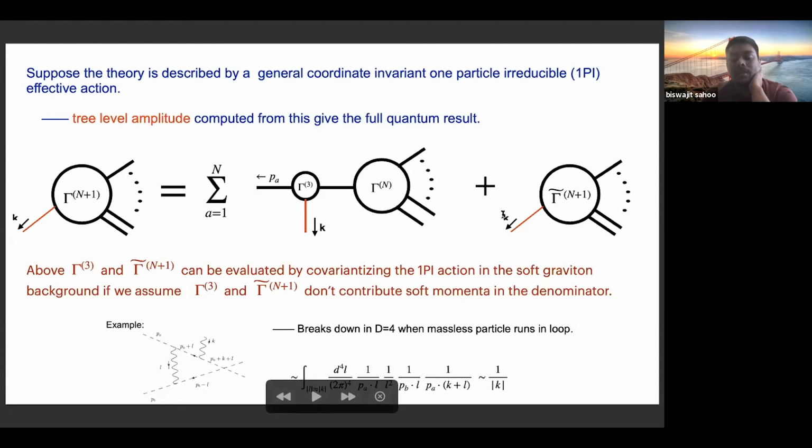With this understanding, we can see that the assumption we made, that the vertices gamma 3 or gamma tilde, the amputated Green's functions, cannot contribute at 1 over omega, is actually not true in 4 space-time dimensions. That can be seen from a simple example: consider phi 4 theory coupled to gravity, and then one graviton running in the loop with momentum L. When the loop momentum is of the order of the external graviton momentum K, it turns out that this 5-point amputated Green's function can contribute 1 over K. So this assumption is not valid in d equal to 4. That is why this prescription cannot be generalized to d equal to 4 for loop amplitudes.